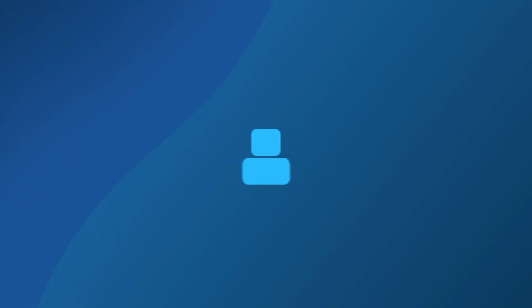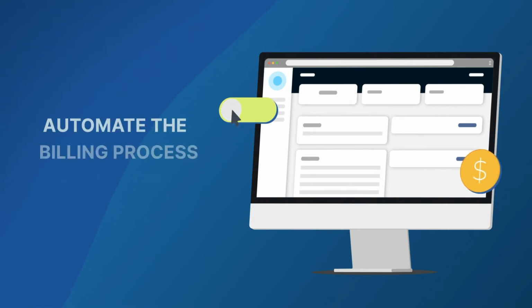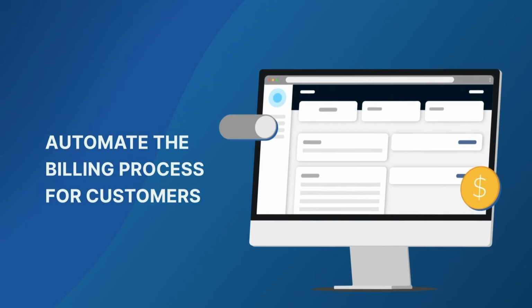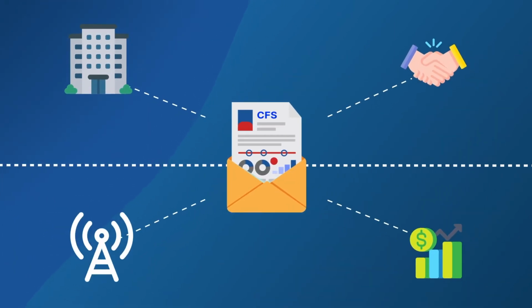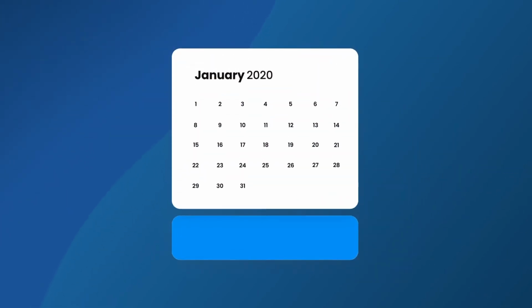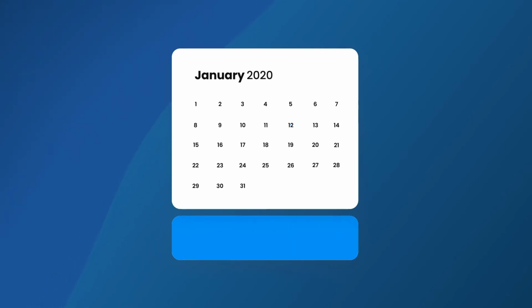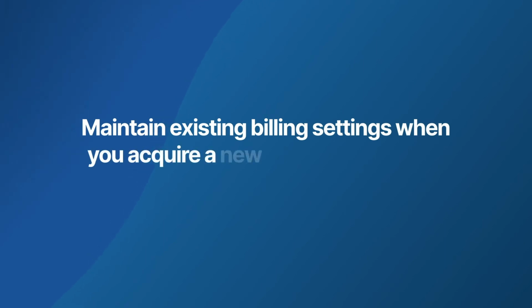Configuring the default billing parameters for each company in your instance will allow your Sonar instance to automate the billing process for customers as soon as they're assigned to a company in your instance. Whether you're using a shared billing default for each segment or configuring a unique one for every company, the billing dates and automatic billing will be handled by Sonar. Another benefit of billing default configuration is the option to maintain existing billing settings when you acquire a new business and their customer base.